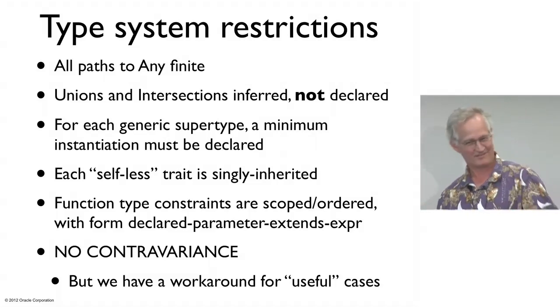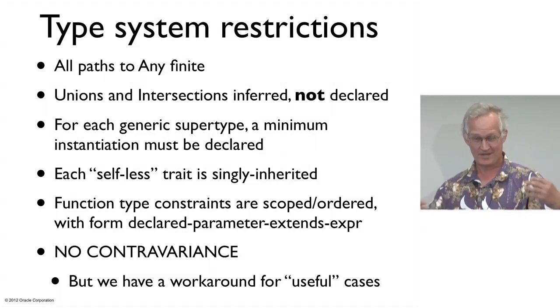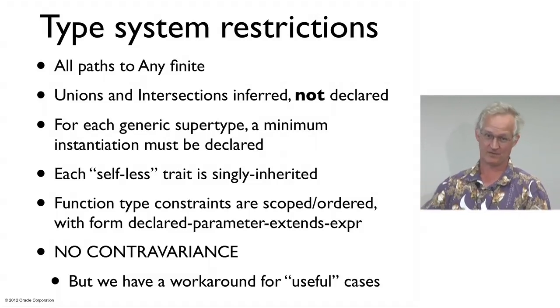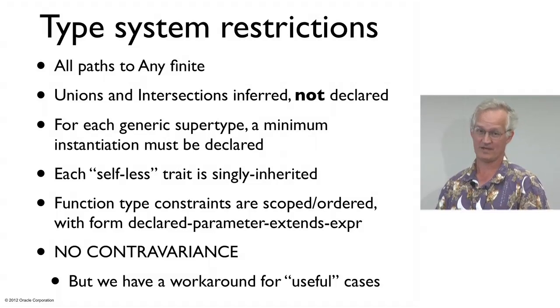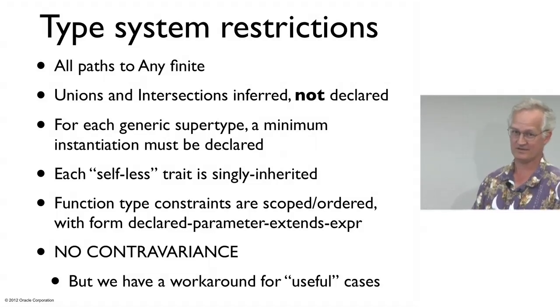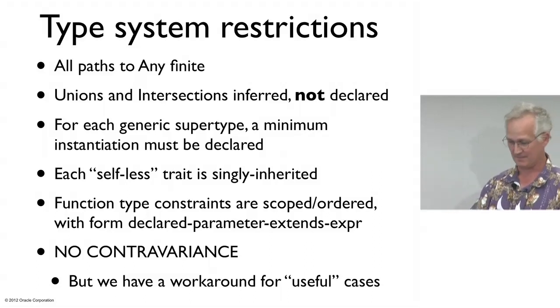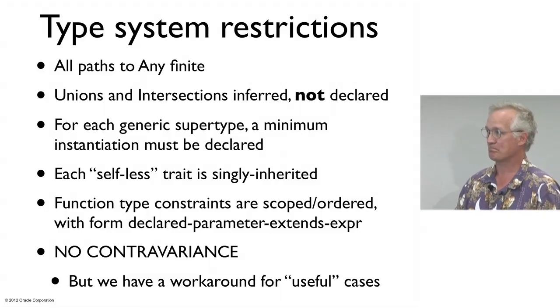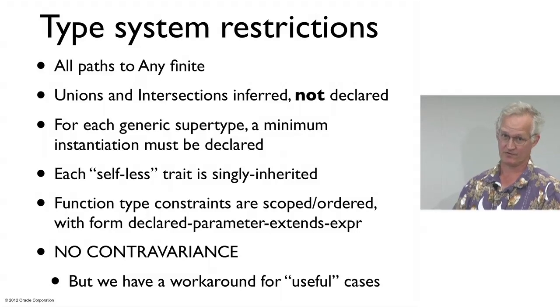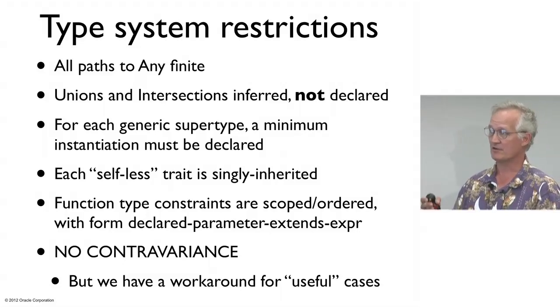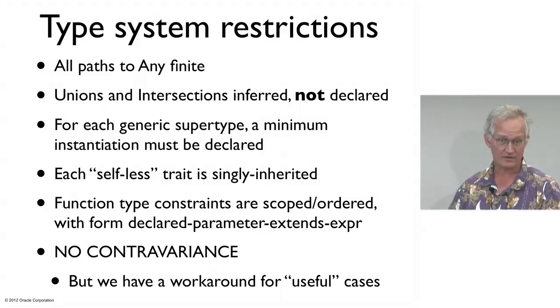We don't want them to, I see you making a face. We don't want them to appear in signatures where you have a union of something with a type variable. That makes the pattern matching harder. And you can imagine appropriate special cases where you would allow them, but we have to actually define them. For each generic supertype, so foo of t is a generic supertype, or bar of t is another separate generic supertype, there must be a minimum instantiation and it must be declared.